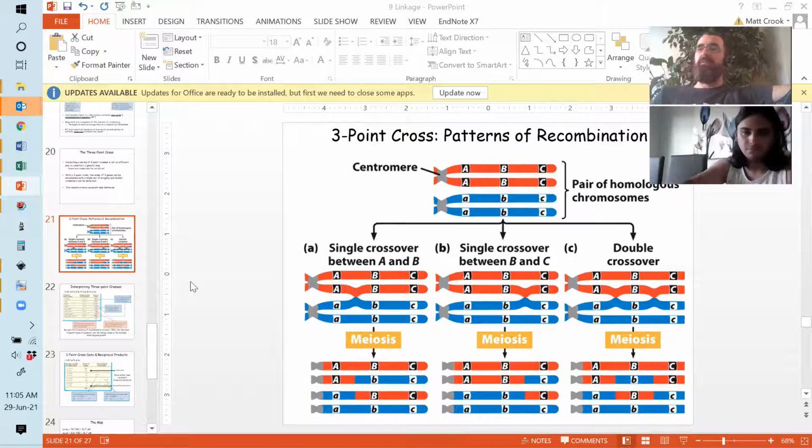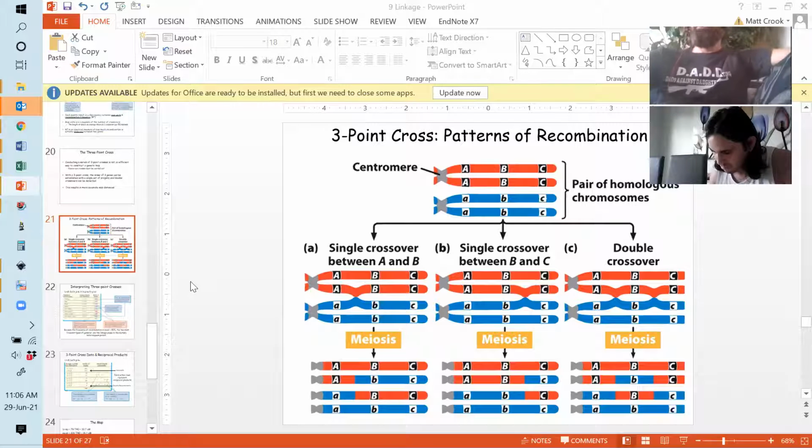I need to get my wife to make me a t-shirt with this on it. That'd be fun, actually. How to work out double cross, 3-point crosses. She did this one for me for Father's Day, which I thought was pretty cool.